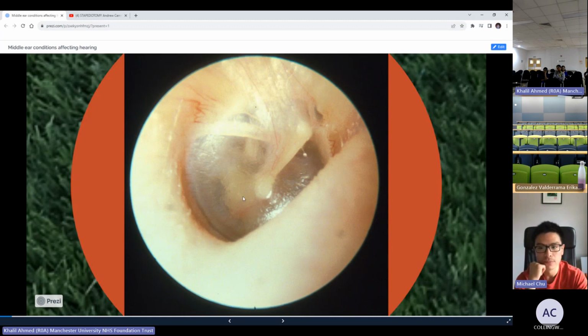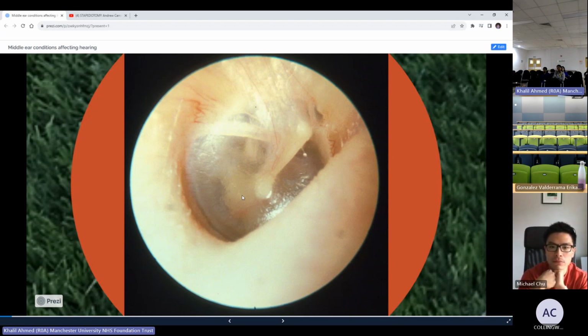And unfortunately, this one's not got any fluid in, otherwise that would obscure your view. But you did pretty well. You got the incus and the long process, so that's good. And the promontory, that was really good. Okay, so you can get a nice idea.